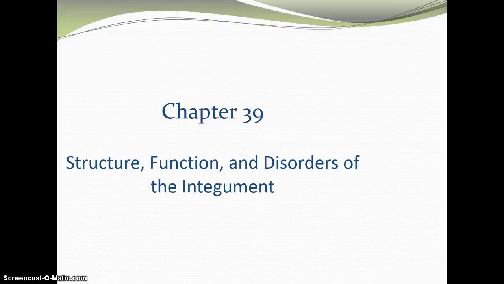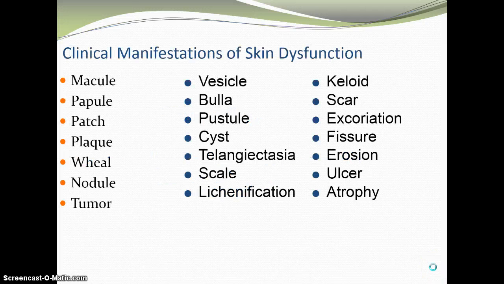Good morning, class. Today we're going to talk about Chapter 39 for the structure, function, and disorders of the integument. So there are many different types of skin dysfunctions that you may come across during your nursing career, and one of them can be a macule. Macules are those flat areas that you see on your skin, such as freckles or even what they call nevi, which is flat moles, petechiae. Those type of things is what you may see for a macule.